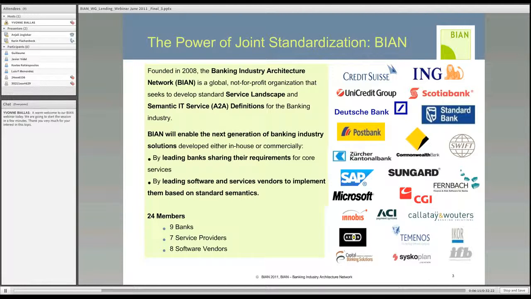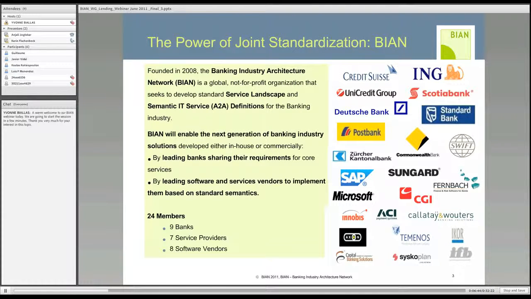So basically, we have 24 members currently, but there will be announcements shortly. We're going to have more members in the near future. And this also shows that there's an increasing interest in standardization to make sure that not the banks individually develop the solutions, but this will be a joint effort, developing it once, agreeing on the standard, and then adopting it.